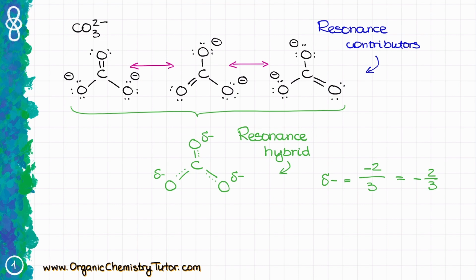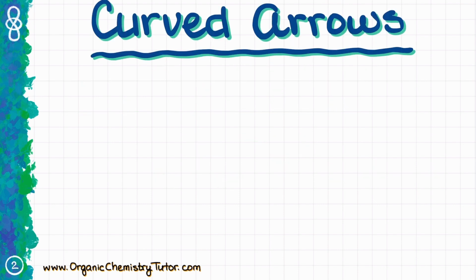But before we go into the discussion of the resonance in organic molecules, let's talk about one other important aspect of resonance and reactions in organic chemistry in general that we are going to use quite extensively, and that is curved arrows. Curved arrows, or sometimes they're also called curly arrows, is a tool that we are going to be using to describe the movement of electrons or movement of electron density in general.